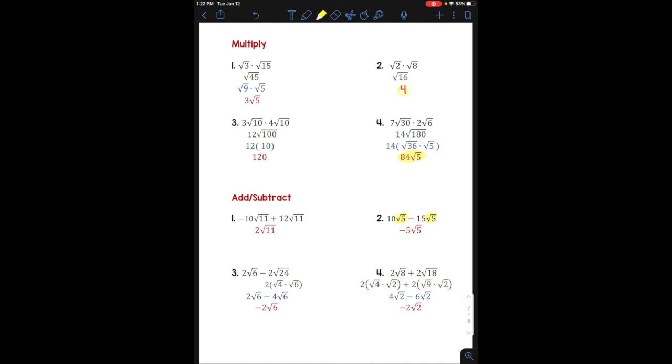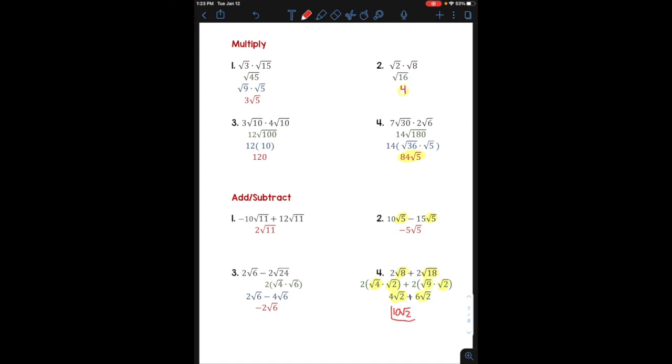And problem number 4, as you can see, we don't have the same radical. Let's see if we could simplify one or both of them. In this case, we could actually simplify both of them since 4 is a perfect square that goes into 8 2 times. That expression can simplify to 4 root 2. And 9 is a perfect square that goes into 18 2 times. After multiplying by 2, we would get 6 root 2. Combining our two expressions would then give us 10 root 2.